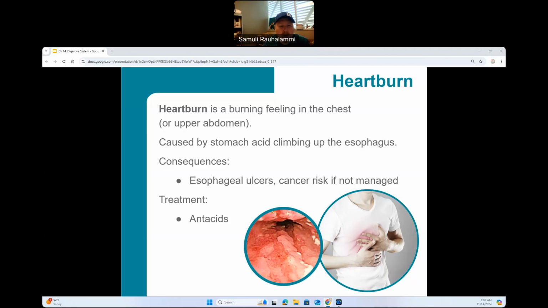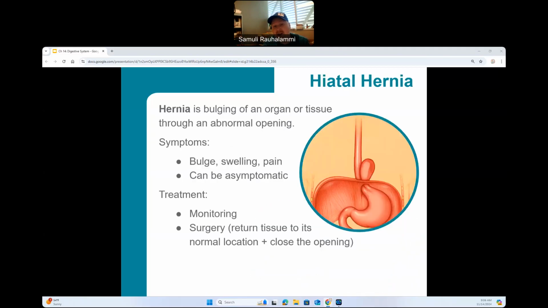Next, I wanted to talk about hiatal hernia. Hernia in general is a term that refers to when an organ or tissue bulges through an opening that it should not be coming through. In this context, we see the stomach bulging through the diaphragm opening that is meant for the esophagus to pass through, and only the esophagus to pass through. So we see the stomach kind of bulging through that hole.